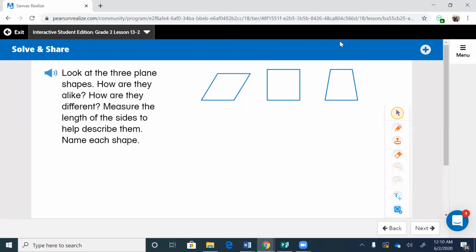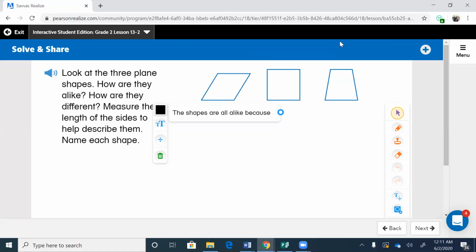Look at the three plane shapes. How are they alike? How are they different? It wants us to measure the sides, but unfortunately, we can't do that right now. So a plane shape, guys, is not three-dimensional, okay? It's flat. So let's talk about how are they all alike? Let me use a text box. The shapes are all alike because, so let's take a look.